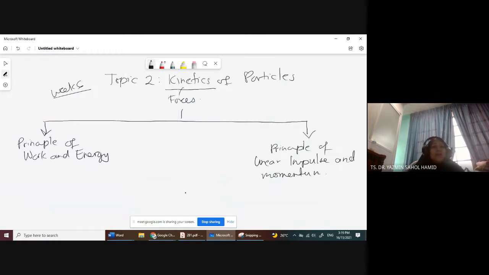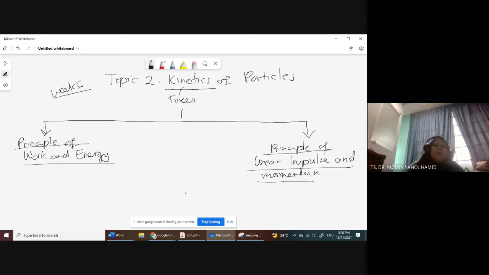Now, basically there are two types of principle that we need to learn. Is my screen on again, and can you hear me? Yes, madam. Okay, so there are two types of principle that you need to learn. One is the principle of work and energy, and one is the principle of linear impulse and momentum.